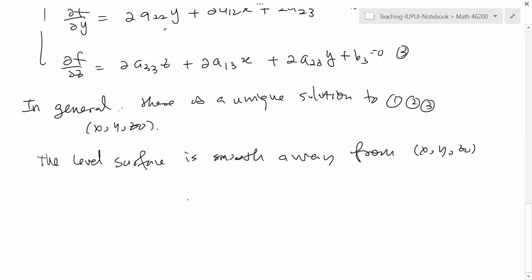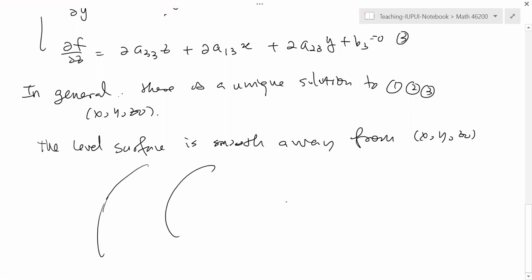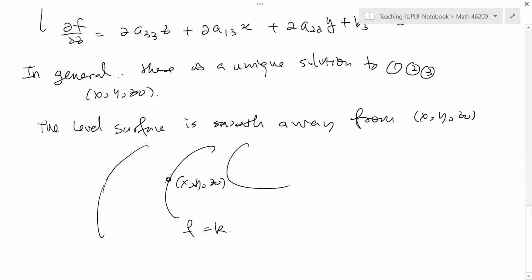So this is a level surface in the space. The function is defined everywhere, so we don't need to worry about the domain. You have the level surfaces F equals K, and this is a point, maybe here. There's only one surface passing through that particular point, and even that surface is smooth everywhere except for that point. The other surfaces have no singular point and are smooth everywhere.